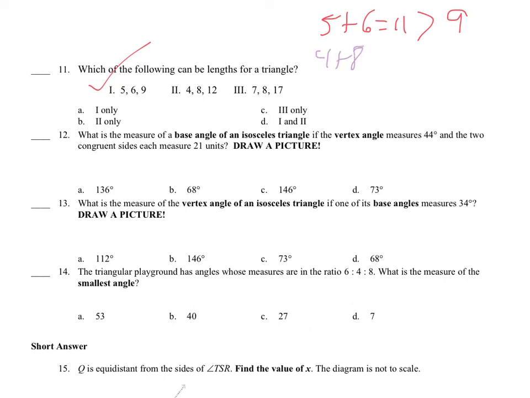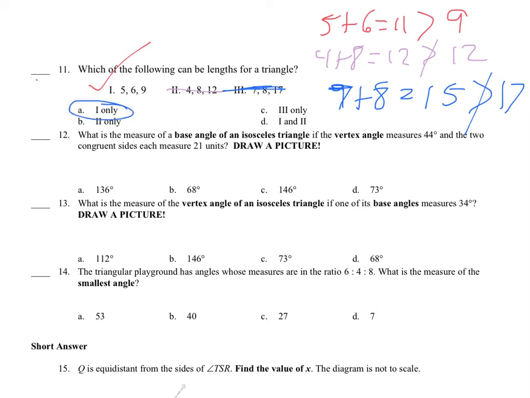4 plus 8 equals 12. Is that greater than 12? Well, it's equal to, but not greater than, so that one will not work. And then the other one, 9 plus 8 is, 7 plus 8 is 15, which is not greater than 17, so that one won't work. So my answer, 1, is the only one that would work for the sides of a triangle.